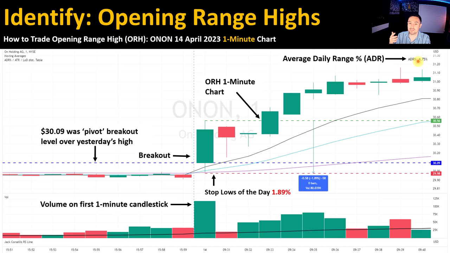So it will give you dollars or cents, or dollars and cents, depending on how much the stock moves. So what this is saying is the average daily percentage move of the stock over the last 20 days on the daily chart is 4.75%.